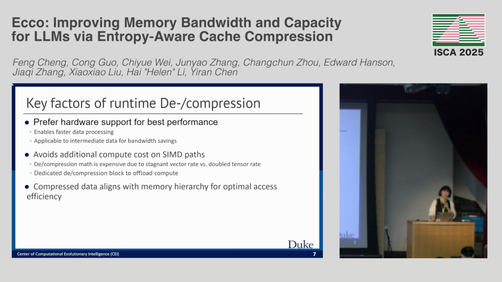In addition to the effectiveness of the compression algorithm itself, in this work we also designed a dedicated hardware block for compression and decompression, integrated along with the L2 cache. With this dedicated hardware block, it offloads the computation overhead from the SIMD side. And in this design, we choose the compressed data block size to be aligned with the memory hierarchy.